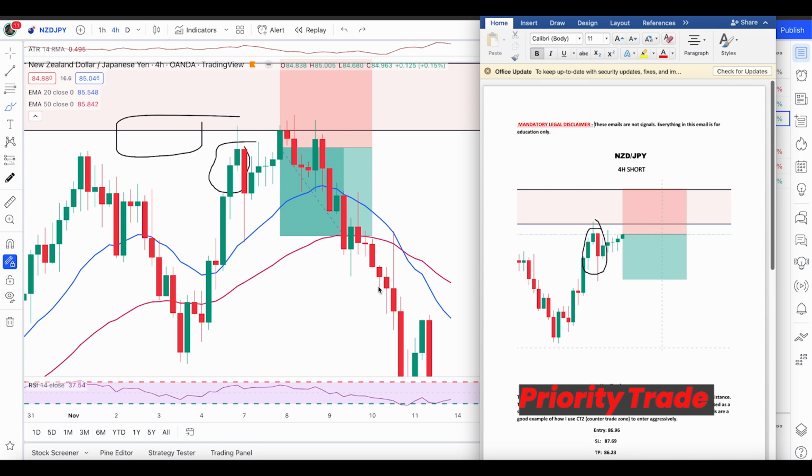If you want to go back and check the last weekend video, you can go back and check that. So we get some pullback entries as well in the priority group, but this is just to show you the zones, the way we enter the trade using these zones and as accurate as possible.